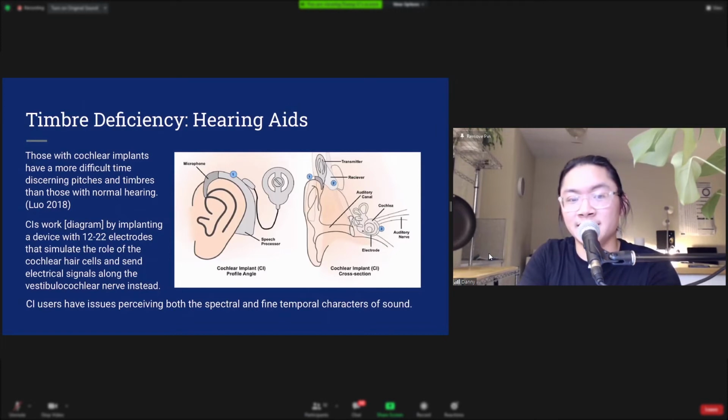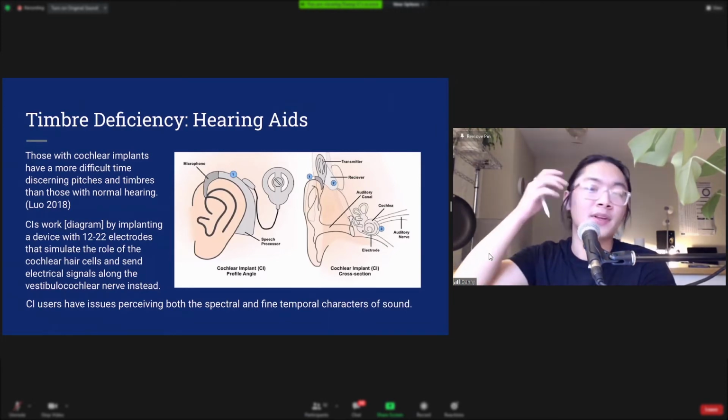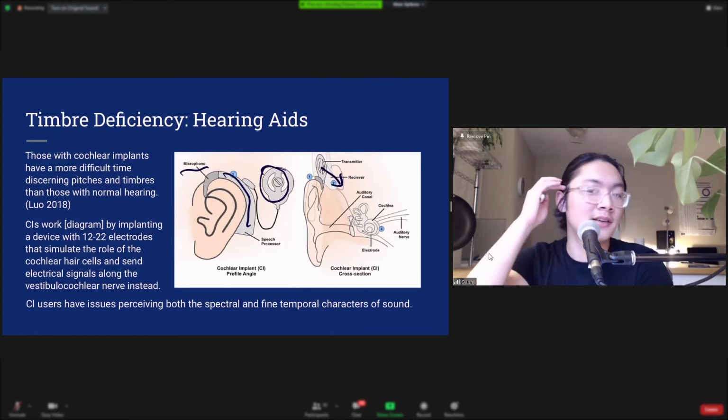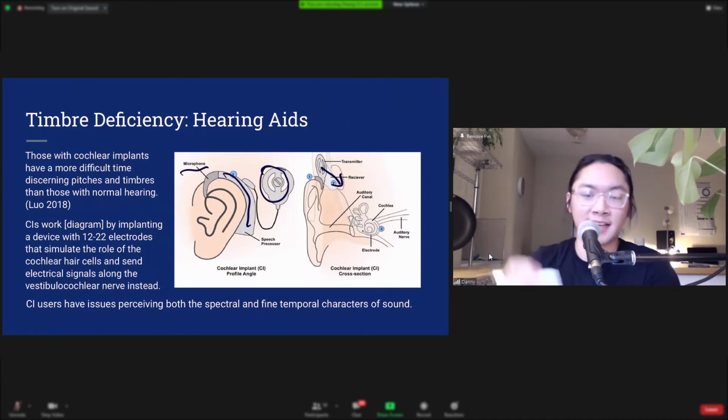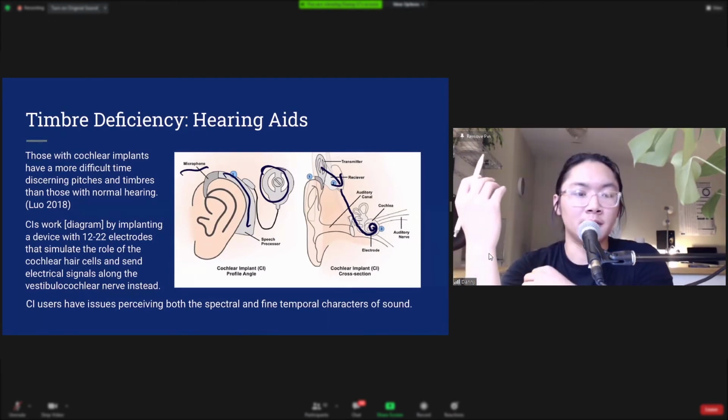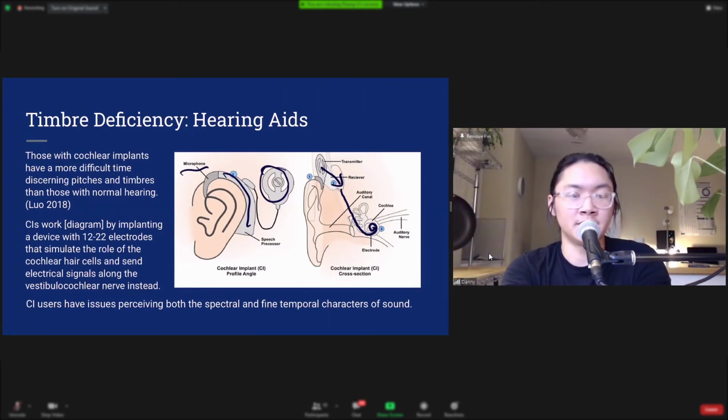On the left side of this diagram is the outside of the head. You can see the microphone here, which takes in the sound. It is processed by this bit here, and the electrical signal is sent to this transmitter, which sends it to a receiver, which is surgically implanted inside the bone of your head. Now, the receiver sends that electrical signal down this wire here, which feeds into the cochlea, that spiral chamber. So it simulates the role of those hair cells and sends electrical signals down the vestibulocochlear nerve.